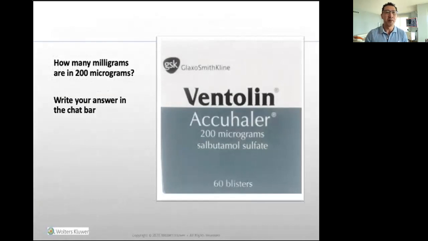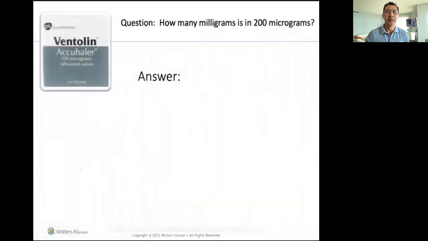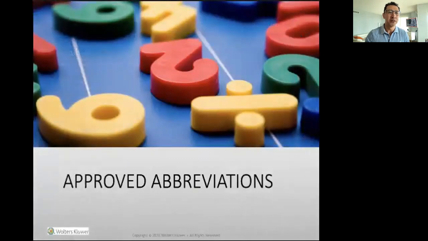How about this one? Another pop quiz. How many milligrams are in 200 micrograms? Pop quiz, micrograms into milligrams. 0.2, 0.2. No, I think it's 2000. You guys are doing this all wrong. Let's see. 0.2, let's move some things around. 1, 2, 3. Let's see what the answer is.